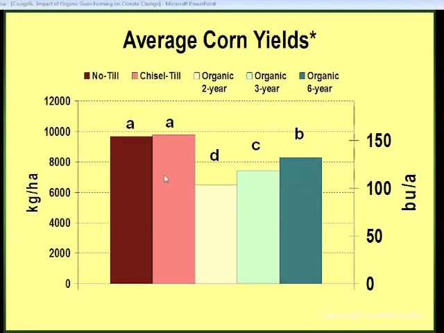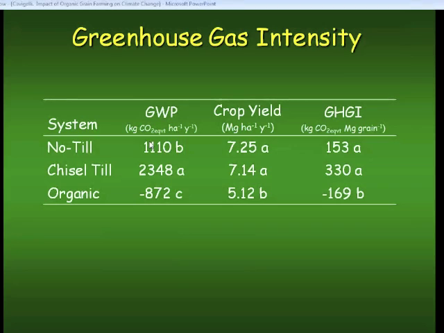Seeing the questions. Real quickly, people are often concerned that yields in organic systems are lower, so we need to factor the yield values into these global warming potential values. What I've shown you so far is based on an area basis. These are the yield data for our three systems. This is the three-year organic system we've been talking about, and these are the two conventional systems. So we have lower yield in our organic systems.